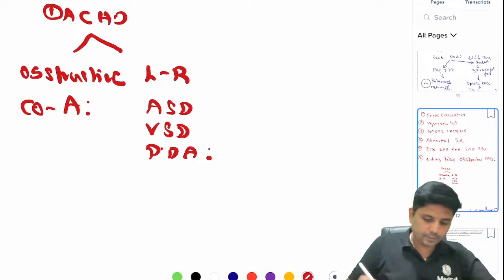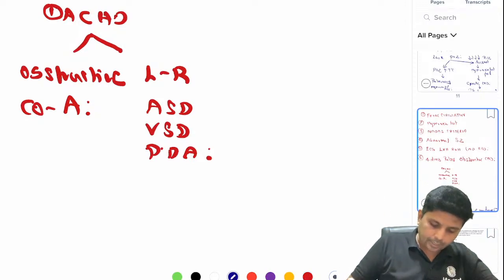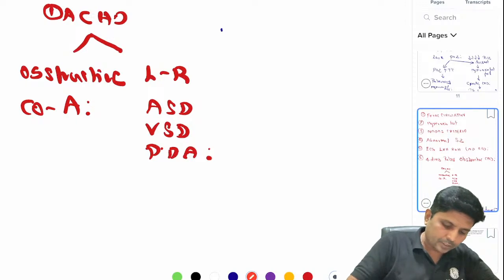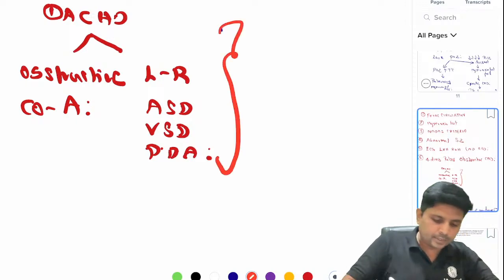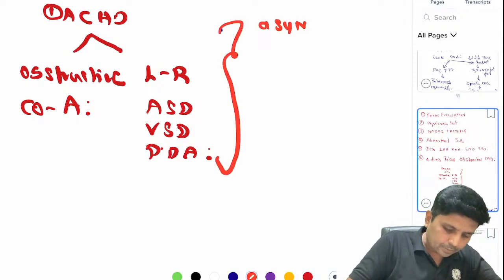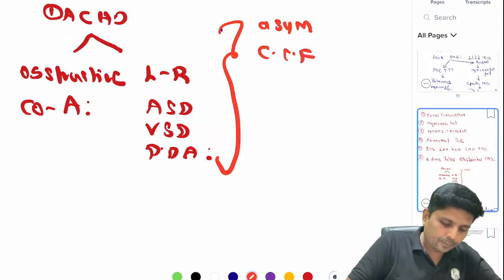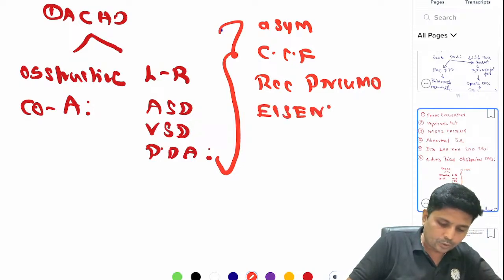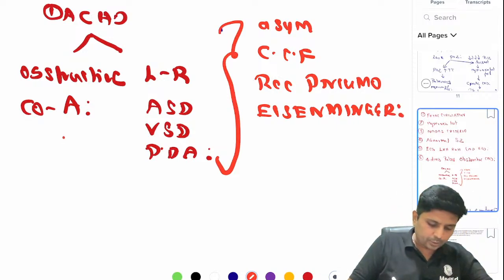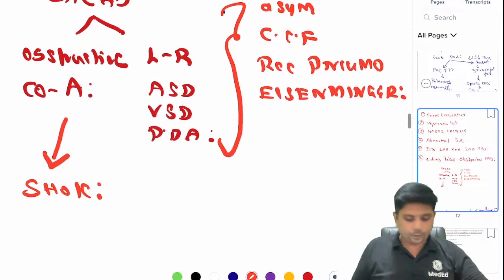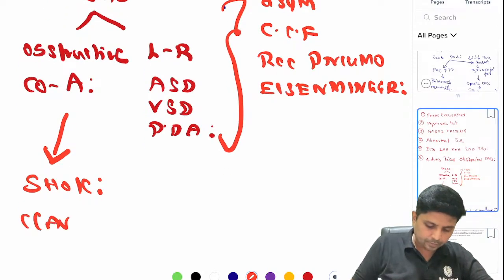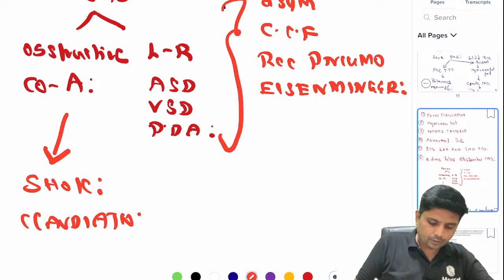This is the classification of congenital heart disease. And I repeat, what is the presentation? Left to right shunt: asymptomatic, CCF, recurrent pneumonia, Eisenmenger syndrome. Eisenmenger syndrome means cyanosis comes whereas CCF goes. Whereas obstructive lesion usually presents with shock after PDA closes, or claudication of lower limb.